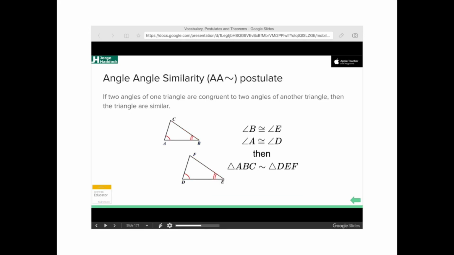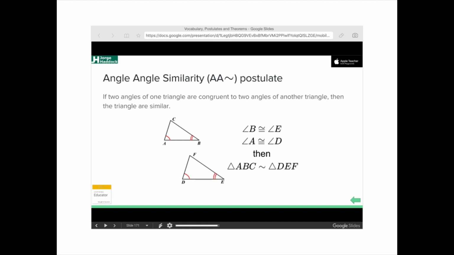So in this video, we're going to be working with triangle similarity, right? The same way that we have theorems and postulates to state that two triangles are congruent, that same way you have theorems to prove that two triangles are similar to each other. The first one is the angle-angle similarity, right?